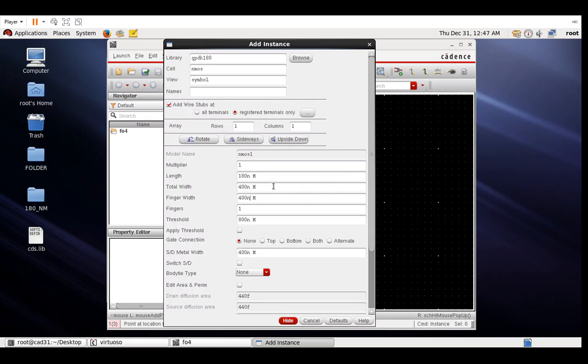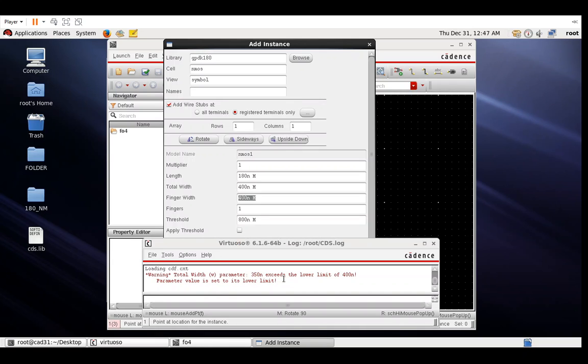Let's say if we reduce the width, let's say I put 350 nanometer, it will say warning, total parameter 350N exceeds the lower limit of 400N. So you cannot go below 400N for the NMOS transistor and a PMOS transistor. Now since this is the minimum possible width, this is considered as a unit size transistor, that is size 1.